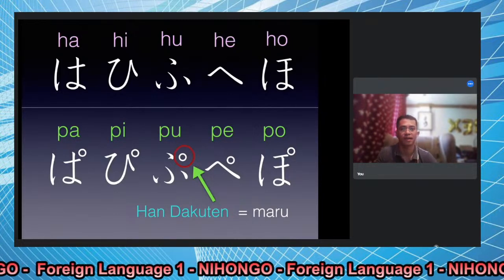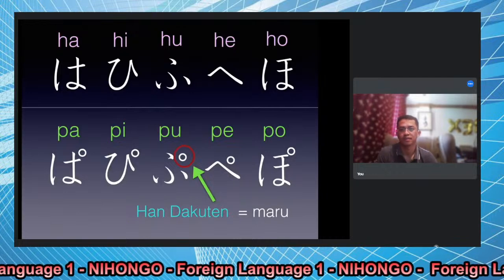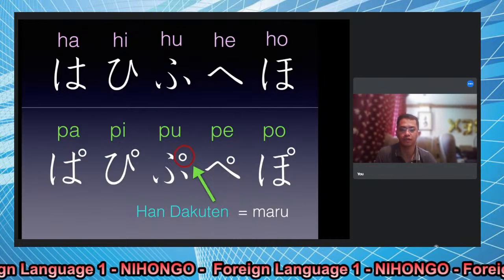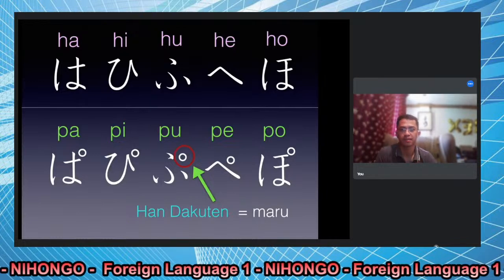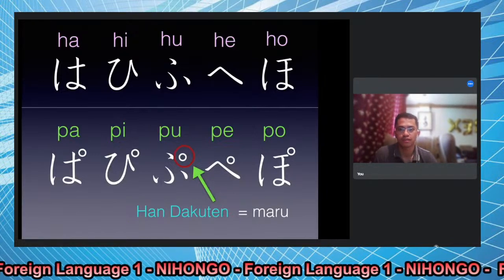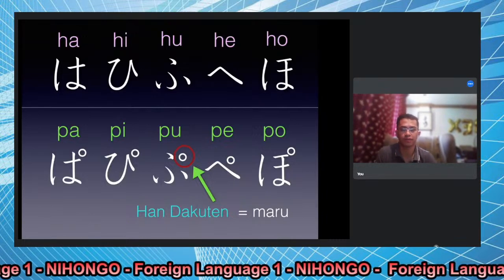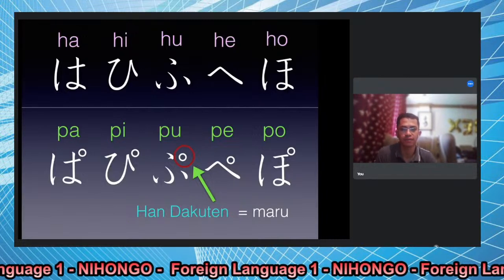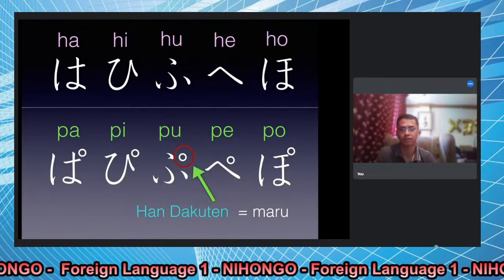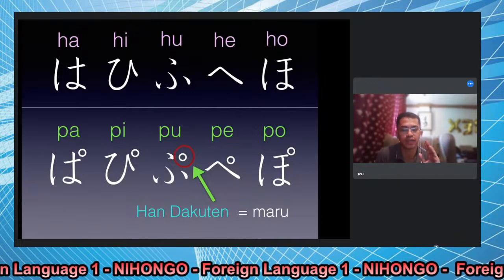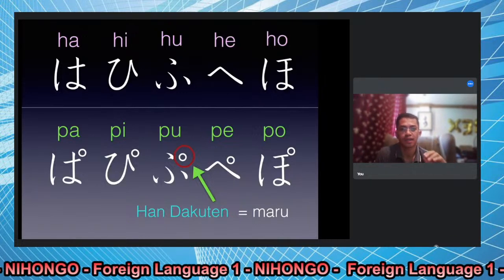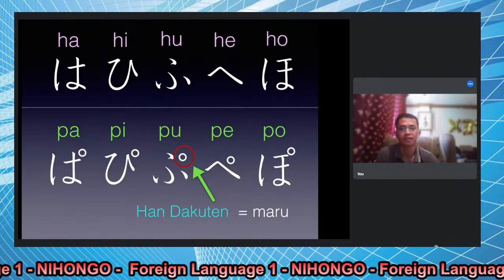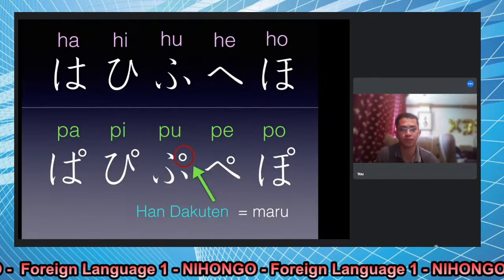Okay, so as I've discussed, ba, bi, bu, be, bo is the consonant or character H plus ten-ten. However, on the other hand, to have a P sound, we will put maru or a small circle on the upper right corner of the character to have the handakuten or half-voiced sound, which is pa, pi, pu, pe, po.